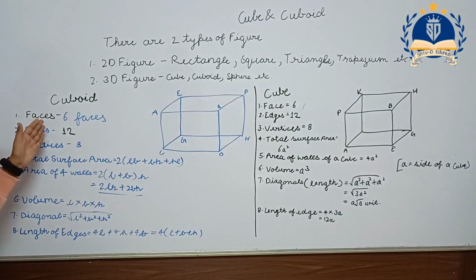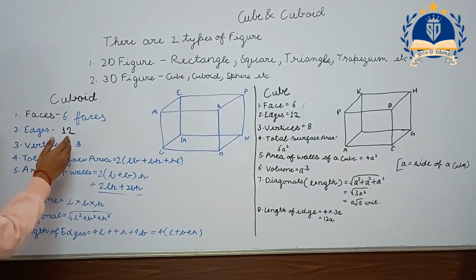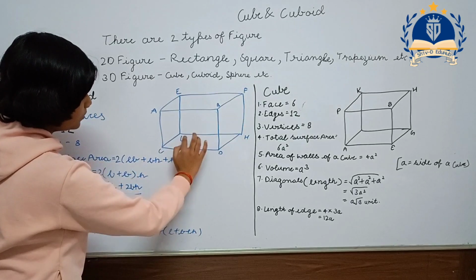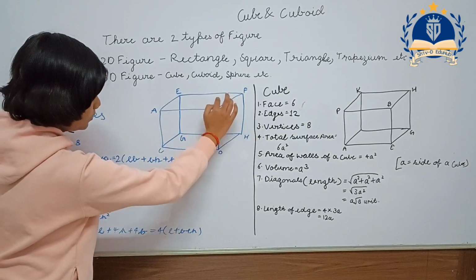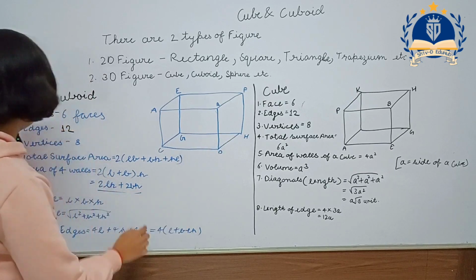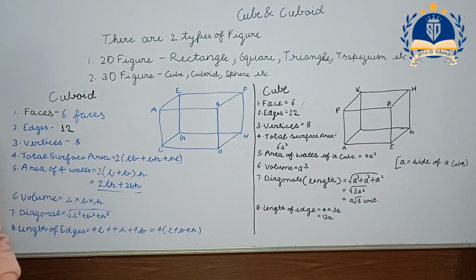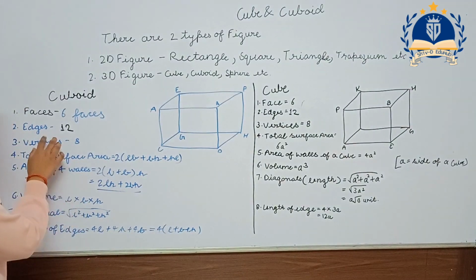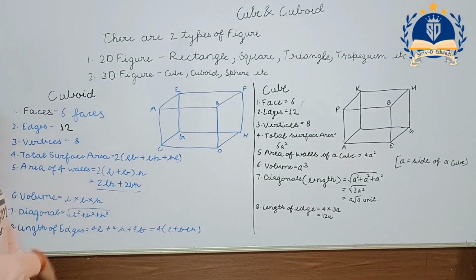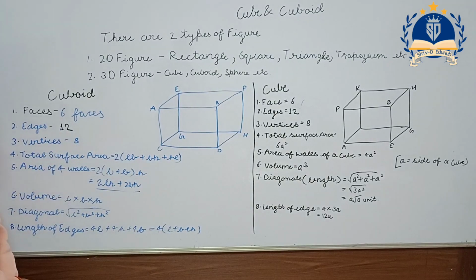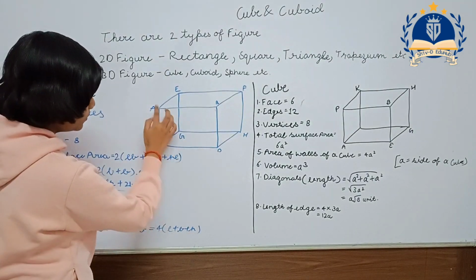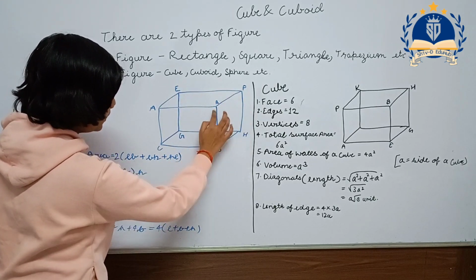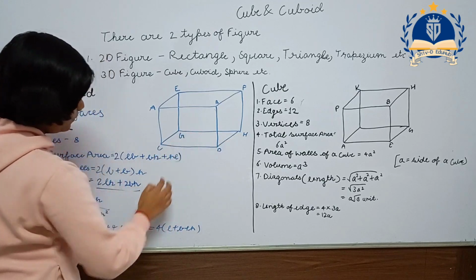In a cuboid the faces are 6. This is a figure of a cuboid. First, second, third, fourth, fifth and sixth: 6 faces. Edges. What is an edge? Where two faces meet is called an edge. Edges are also called sides. We know that in a cuboid the edges are 12. 1, 2, 3, 4, 5, 6, 7, 8, 9, 10, 11, 12.